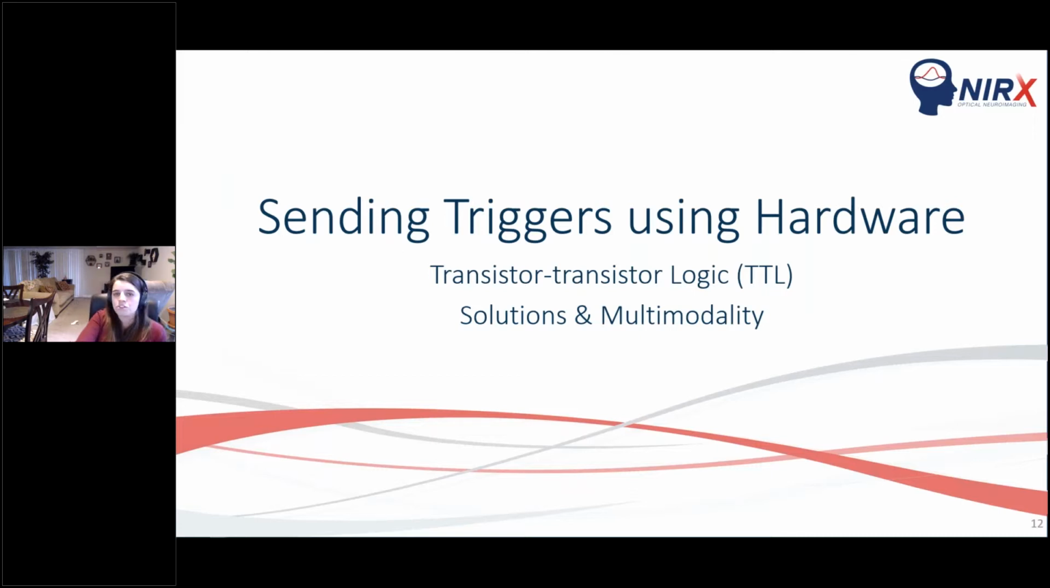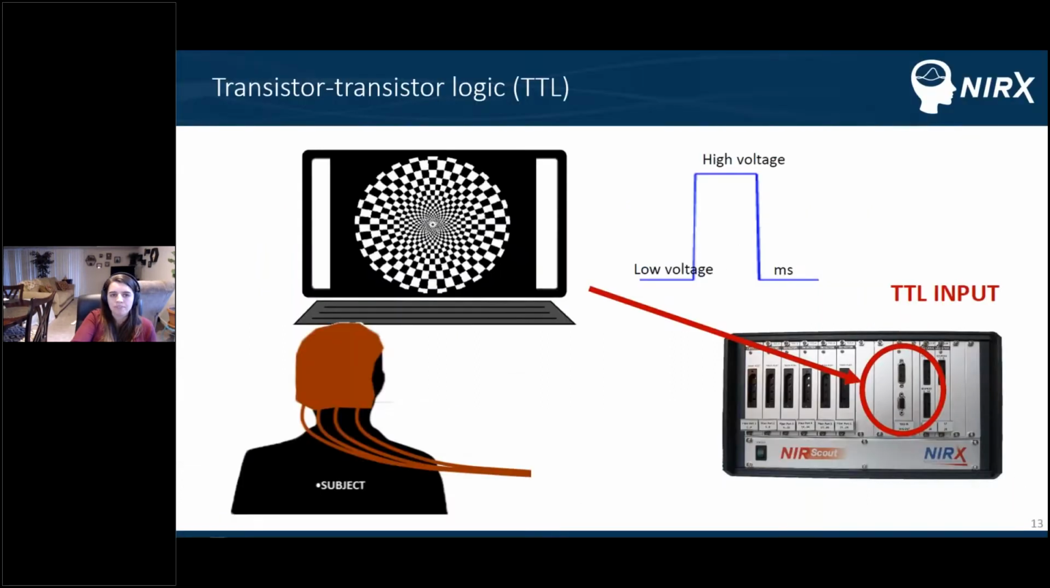Okay, so sending triggers using hardware. First we're going to talk about one implementation of sending triggers, and that is using TTL, transistor-transistor logic, and we'll talk about solutions for this as well as multimodal imaging. So here we have a representation of sending TTL triggers. TTL is basically an electrical pulse sent from one system to another, which means it's going to have very high temporal resolution. The subject in this image is viewing a checkerboard stimulus from a computer, and that computer is sending out a TTL pulse via cables to the NIRx device.